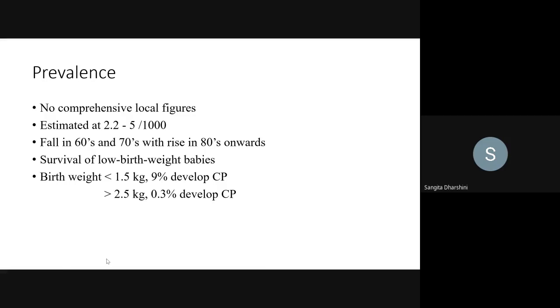So important number here, if the baby's birth weight is less than 1.5 kilogram, about 9% of them develop CP. And if the baby's weight is a bit bigger, like at least 2.5 kilogram, just about 0.3% develop CP. So hence, when these babies graduate from the NICU, we would also tell the parents to watch out for signs of CP, and I will go through with you what are those signs.